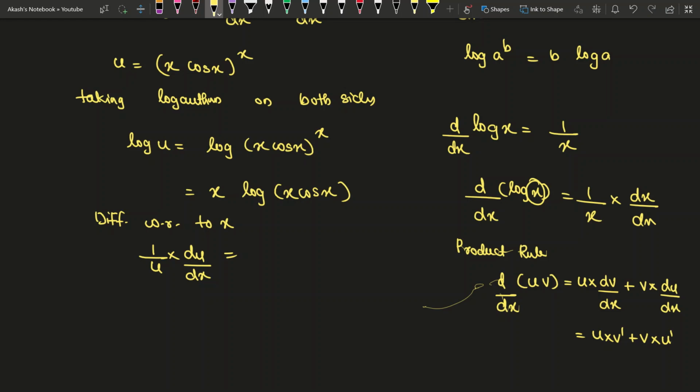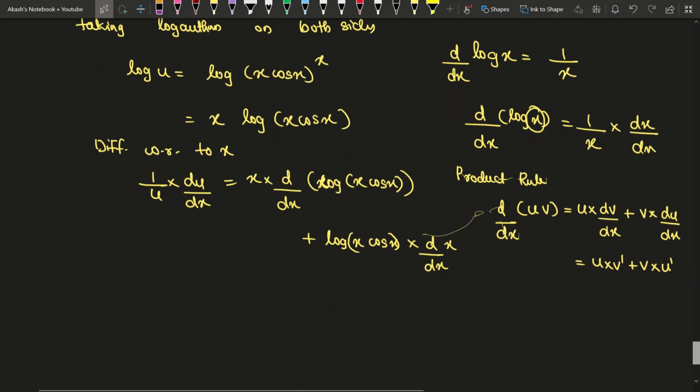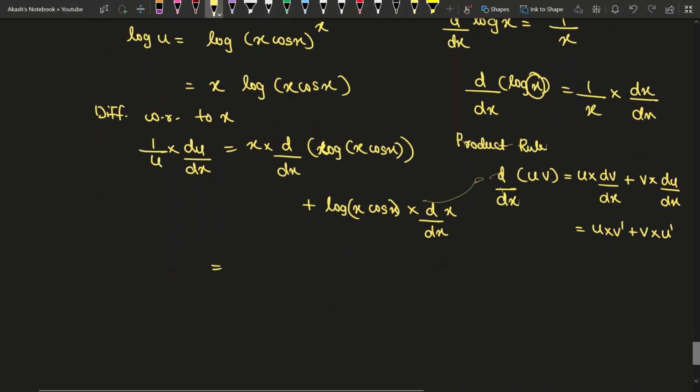So if you use it here, what is the first function? First function is x into d by dx of log x cos x, plus second function, that is log x cos x, into derivative of the first function, d by dx of x. So when you come over here, you can understand the first function, that is x, into what is d by dx of log x cos x.